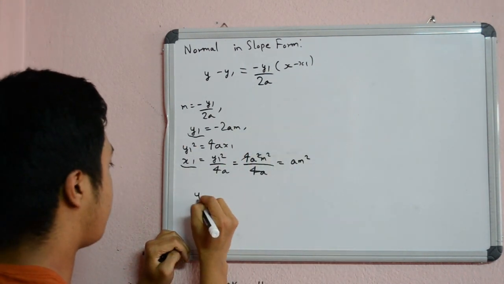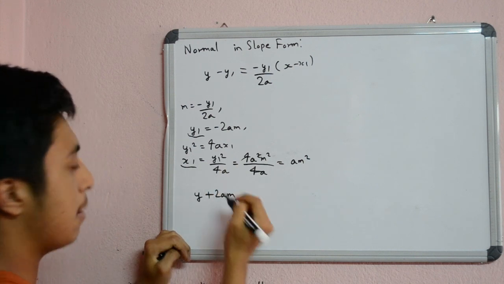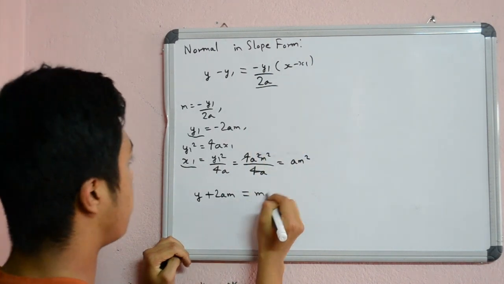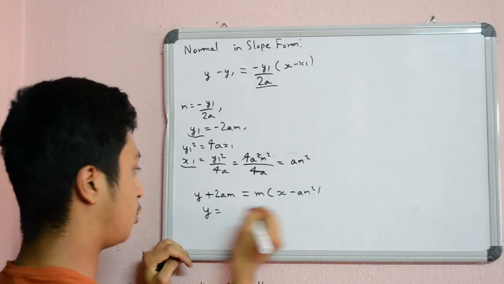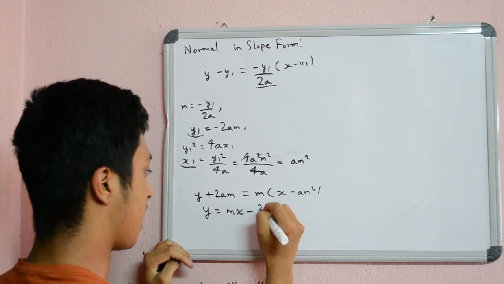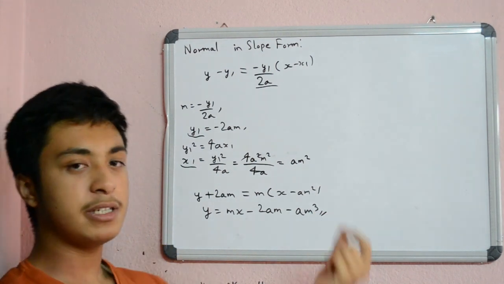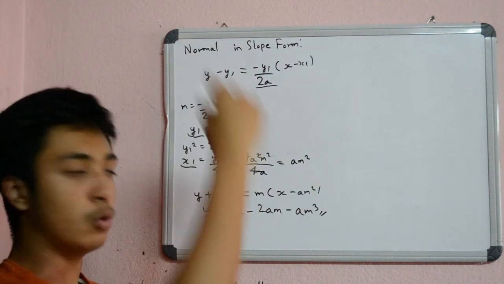So you'll have y minus y1, which is minus 2am, minus minus becomes plus, is equal to this right here is our m, times x minus am square, and y is equal to mx minus 2am minus am cube. Now simply here we get the equation of the normal in slope form.